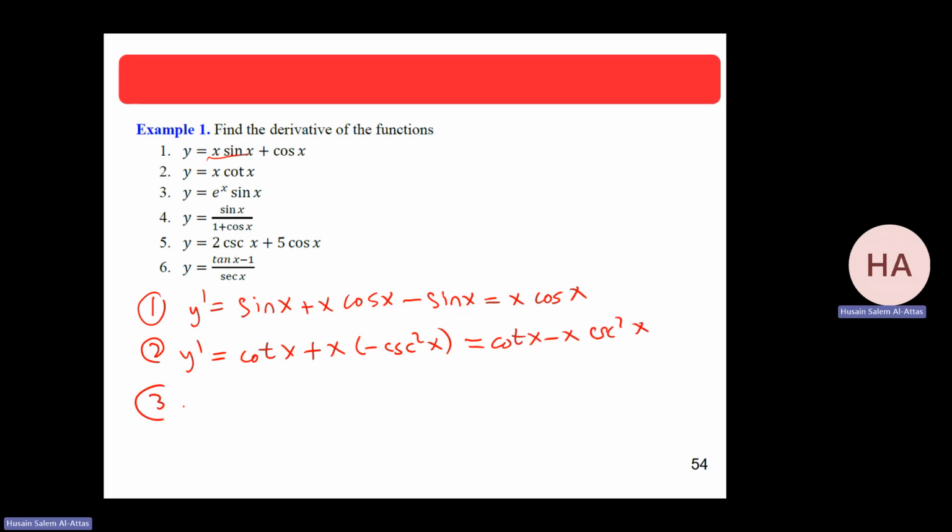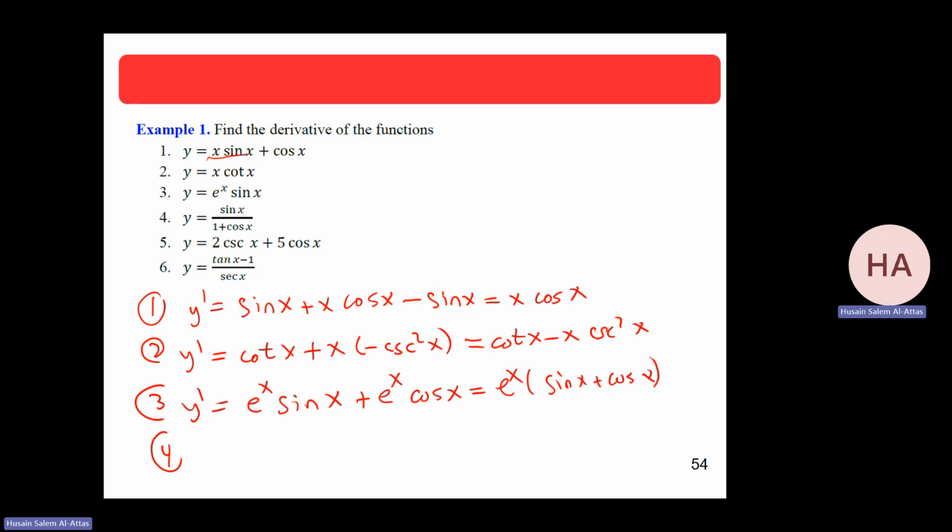3. I have product of two functions, so it will be derivative of the first, which is a, times the second, plus the first, ax, times derivative of the second, which is cosine x. So it will be a times x sine plus cosine.